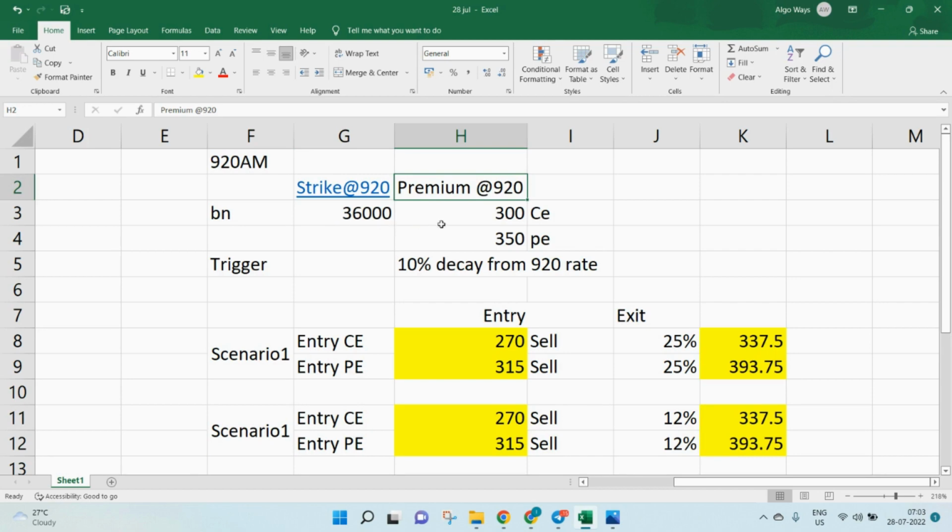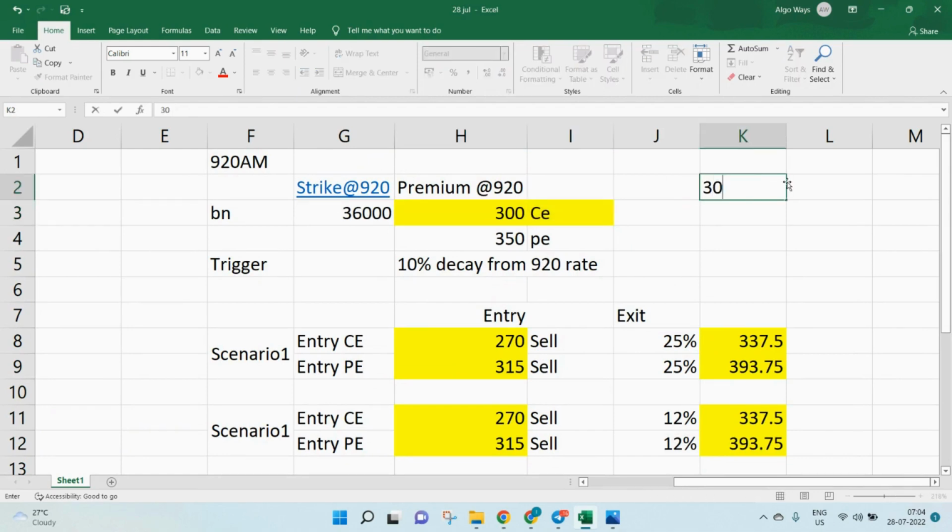So whenever the CE or the PE goes down by 10% from the 9:20 price, we sell that particular strike, either CE or PE, and then we keep a stop loss of 25% legwise in the first scenario, and we keep a stop loss of 12% in the second scenario. So what is likely to happen? Let us take example of this 300 CE sold. 300 was the 9:20 rate.